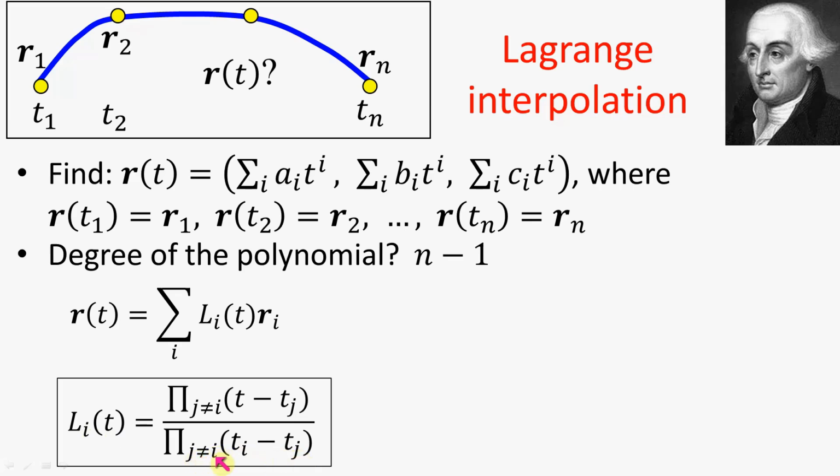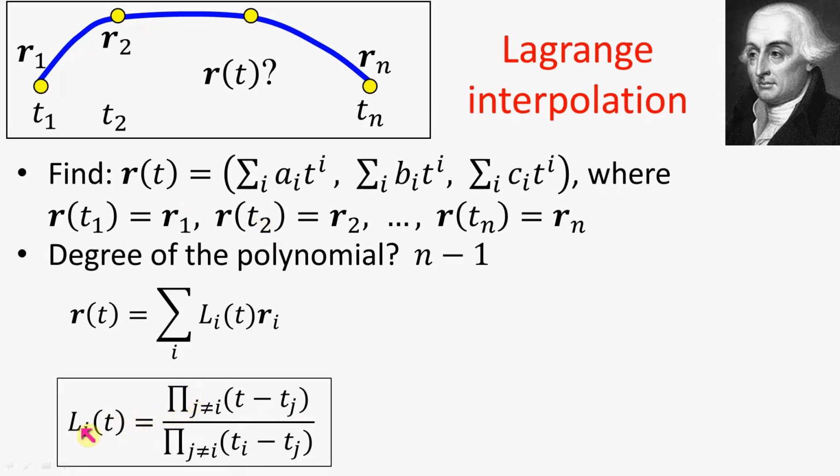Obviously, we should skip the case when i is equal to j, because in that case the difference would be 0, so we would divide by 0. The numerator of the weighting function is quite similar to the denominator, but the knot value of the weighting function is replaced by the free parameter t. Again, we skip that term where j is equal to i. Indeed, this is an n-1 degree polynomial in t.